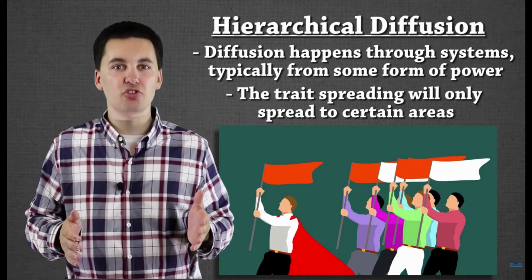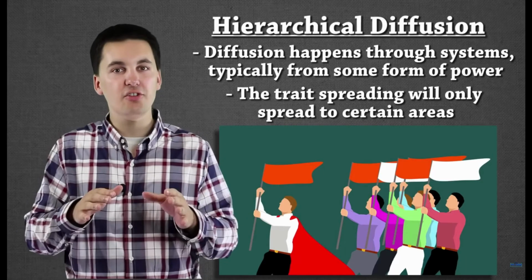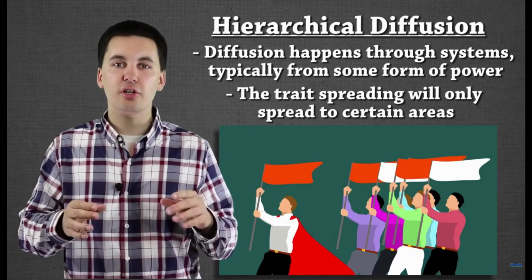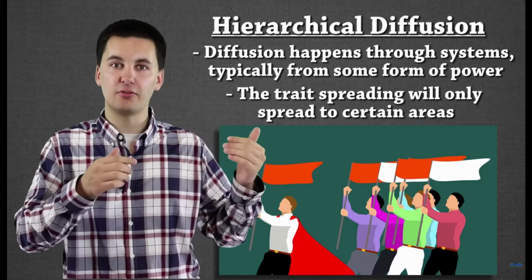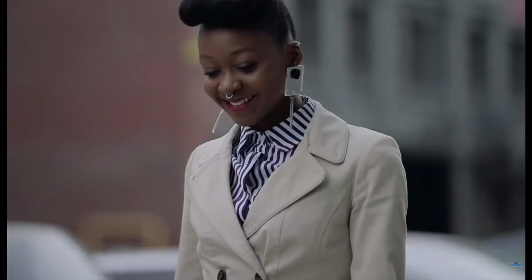See, information is going from a top-down approach. It's not diffusing all over the place. Certain people spread the information on, and then those people spread it on from there. Fashion, a lot of times, gets put in this category.